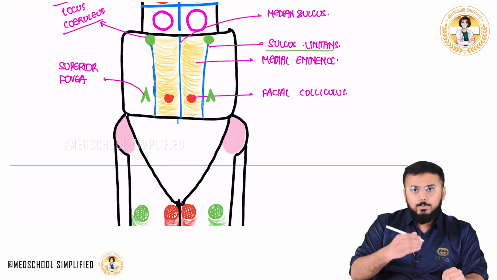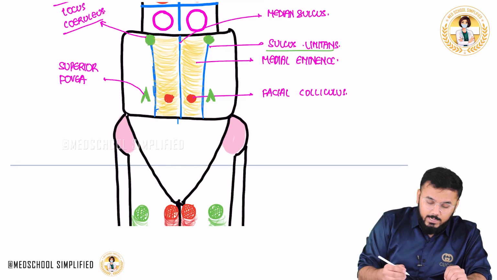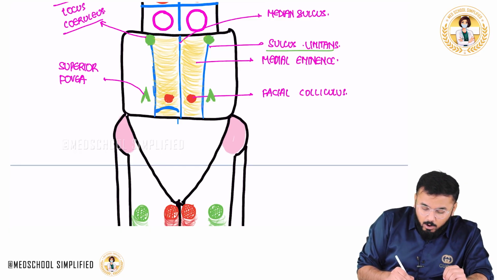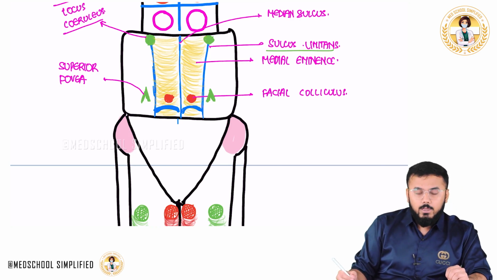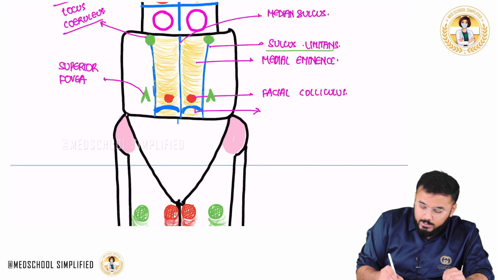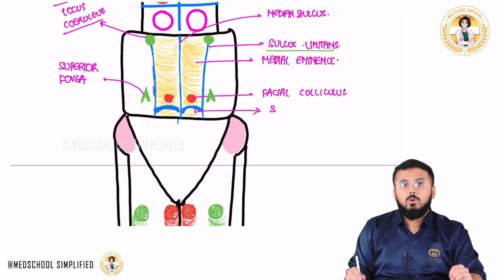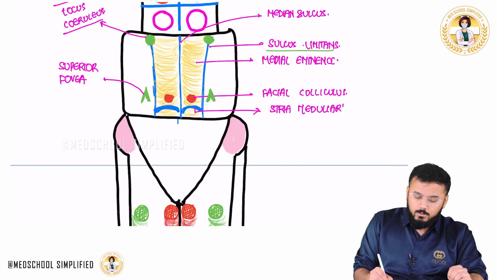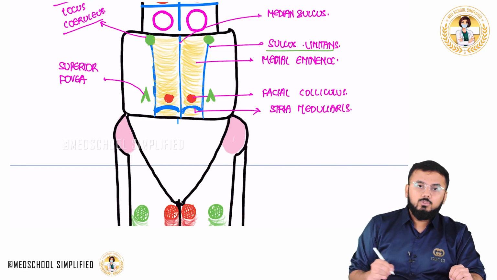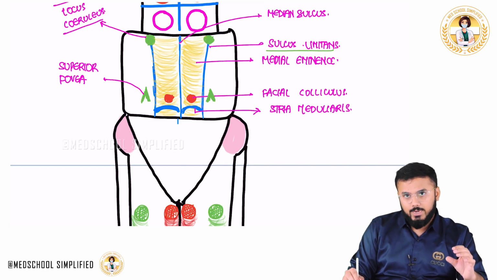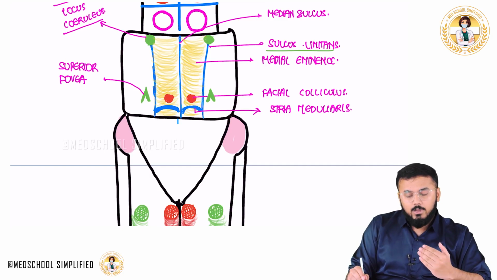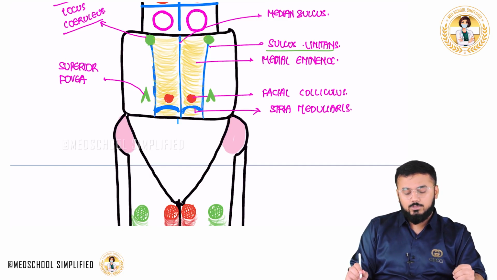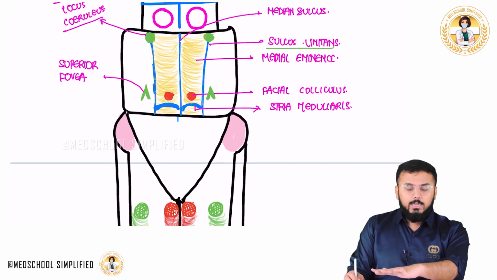Next, just below your facial colliculus, if you very clearly observe, there is a band of gray matter exactly below here. This band of gray matter is what is called as your stria medullaris. So a bundle of gray matter that is located on either side of the medial eminence just beneath the facial colliculus is called as stria medullaris. Okay, now we are done with the pons.